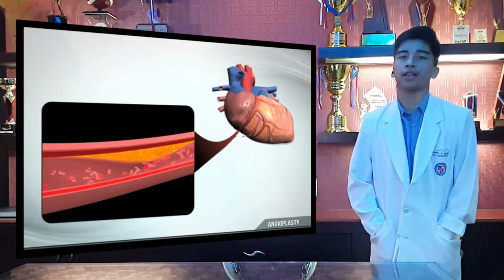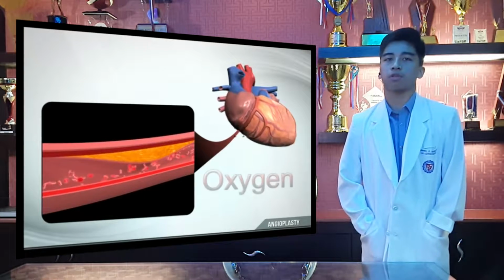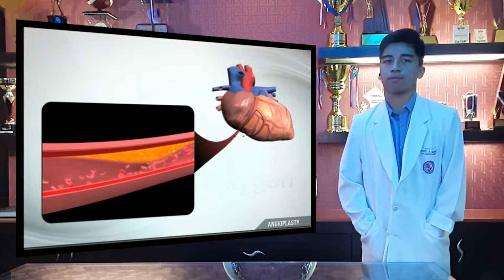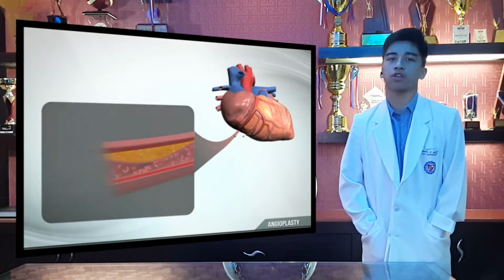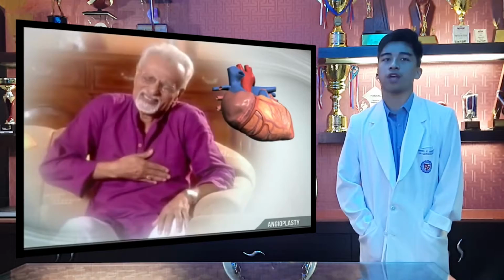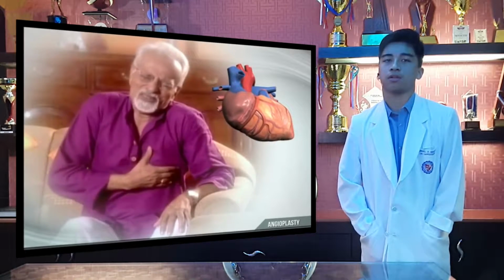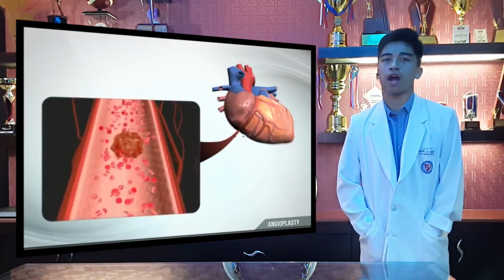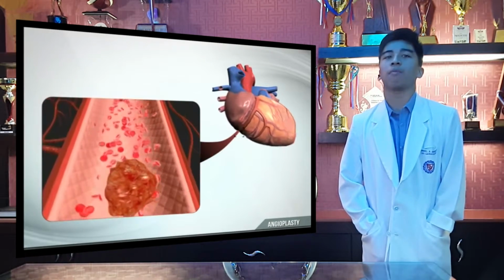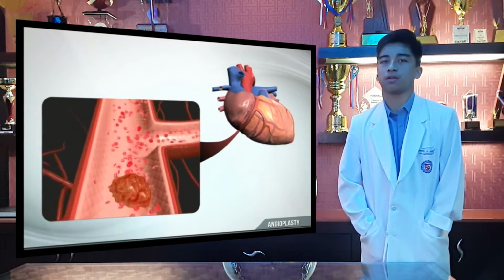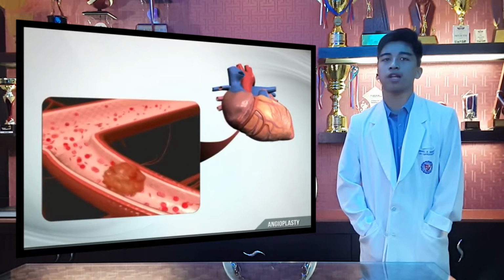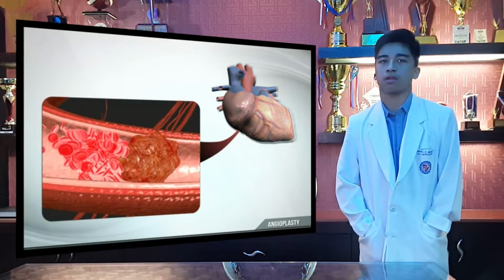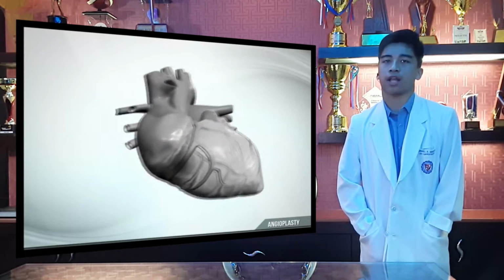When arteries get narrowed, they are not able to supply an adequate amount of oxygen to the pumping heart. This lack of oxygen to heart muscles causes chest pain or angina. When arteries are narrowed in excess, or when a blood clot forms on the plaque, the arteries may become completely blocked, causing death of part of the heart muscles. This is known as a heart attack.